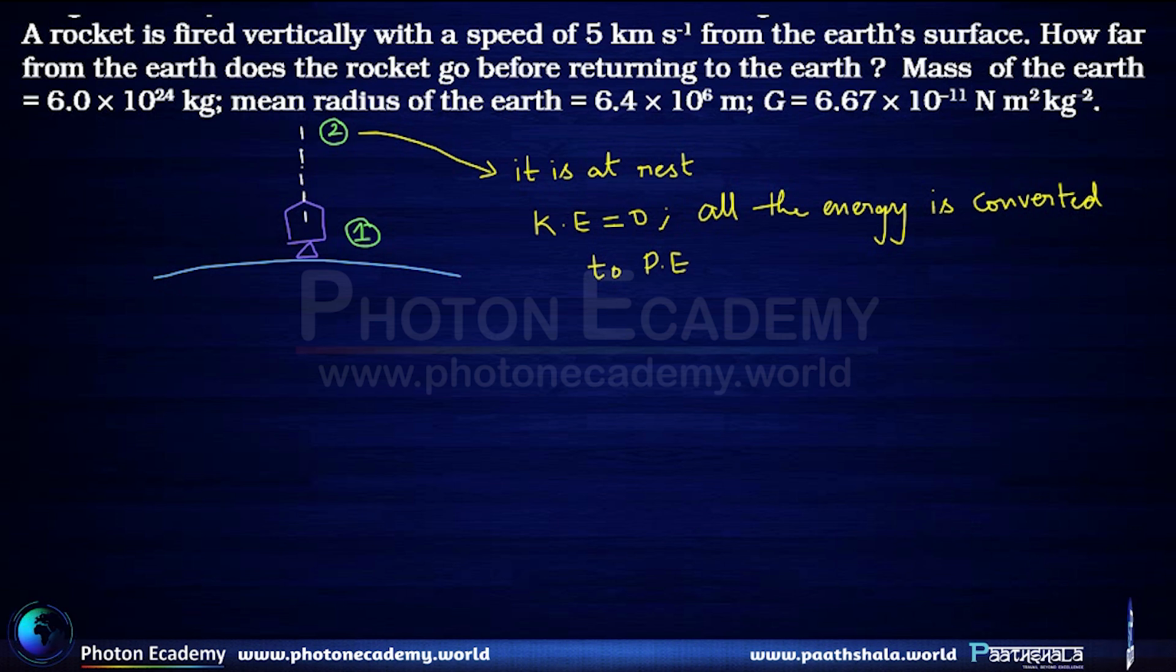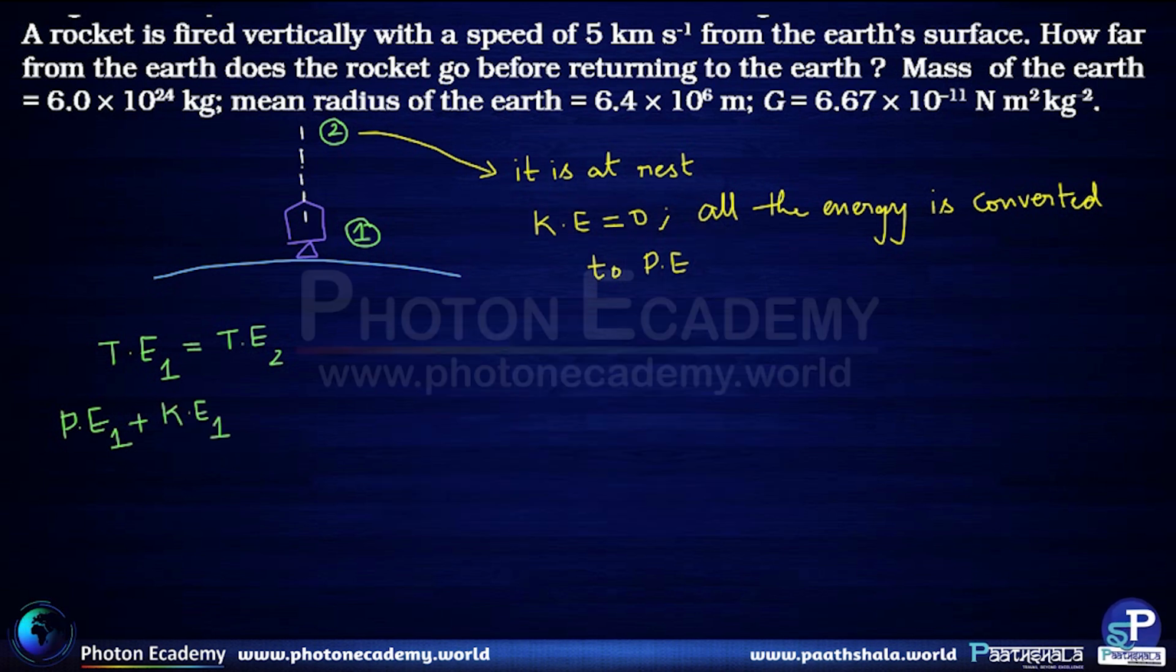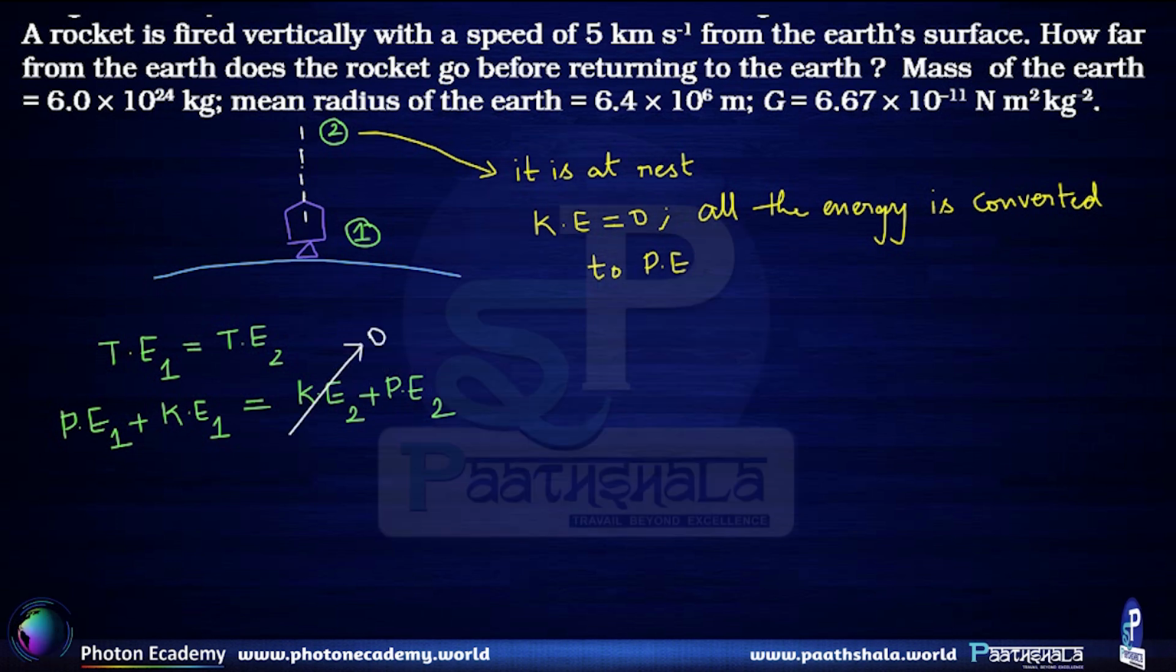As the total energy of the rocket is constant, we can say total energy in state 1 should be equal to total energy in state 2. Total energy in state 1 is the sum of potential energy and kinetic energy at that state. So potential energy at 1 plus kinetic energy at 1 should be equal to kinetic energy at 2 plus potential energy at 2. And the kinetic energy at state 2 is 0 since the rocket comes to rest.